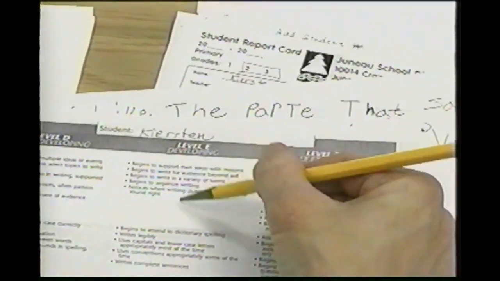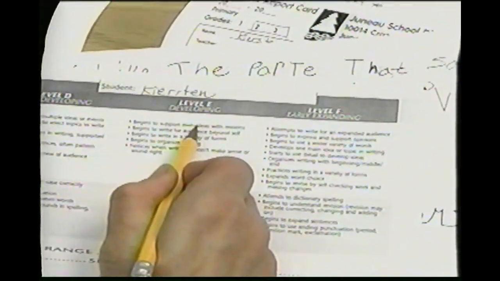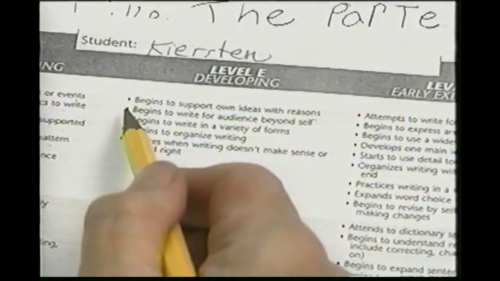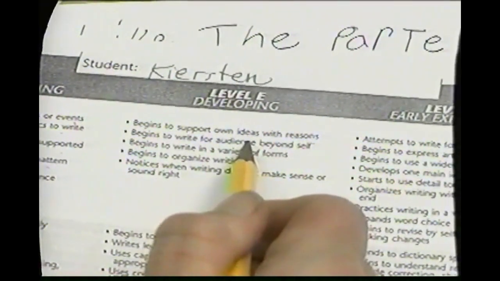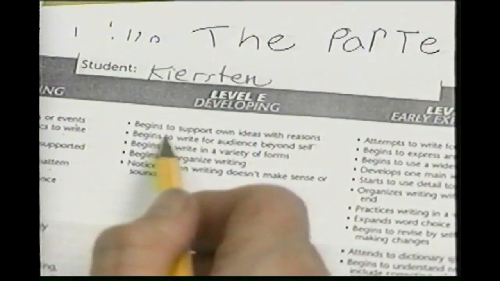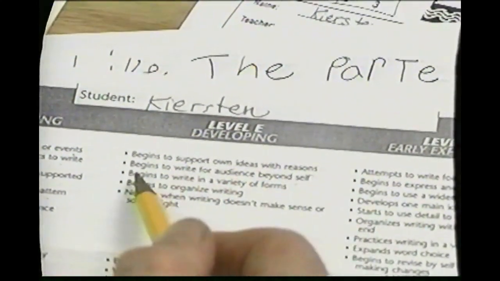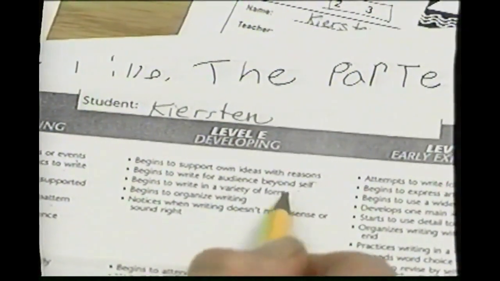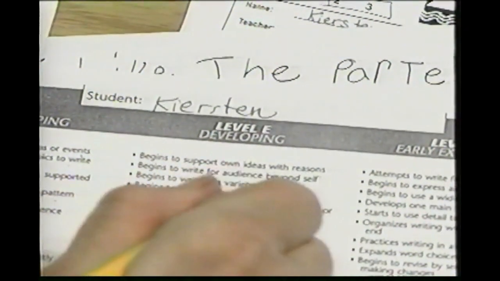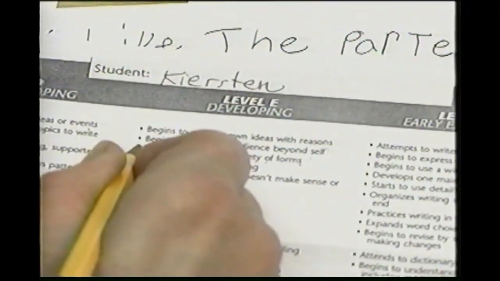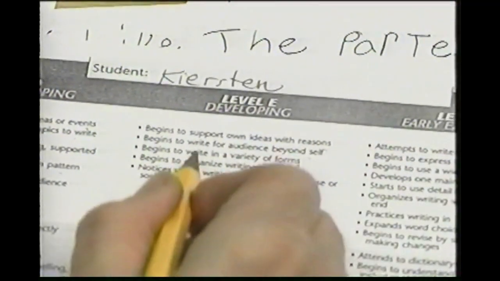I'm going to move over one more column and see if there are any of these bullets that would apply. Begins to support own ideas with reasons. No. I know that about this girl. At the time, a year ago, she was not there. Begins to write for an audience beyond self. That was not the case. Begins to write in a variety of forms. She only did that when she was made to do that in her classroom, as I can recall. So I'm not checking that one off.